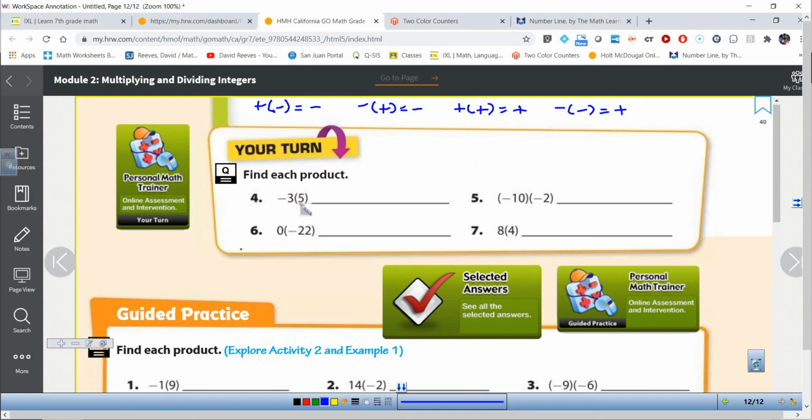All right, so I know that 3 times 5 is 15, okay? But a negative times a positive is a negative, okay? I know that 10 times 2 is 20, but a negative times a negative is a positive. By the way, you don't have to put the plus for positive. I'm just putting it to emphasize. All right, I know that 0 times anything is 0. And guess what? 0 isn't negative or positive, so we're good. I know that 8 times 4 is 32, and a positive times a positive is a positive.